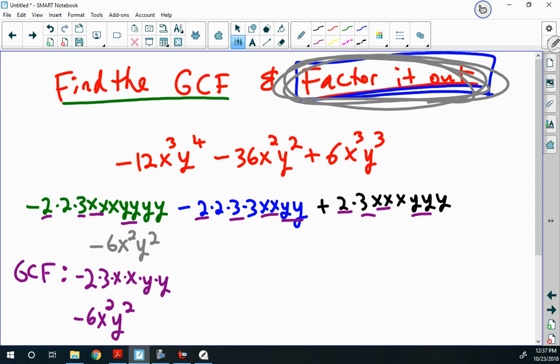And what I'm going to do is all the terms that I used, all the stuff that I factored out, this minus 2, this 3x squared, I'm just going to cover all that up. Do you see why I did what I did? Do you see what's left? What's left is what's going to go in these parentheses.